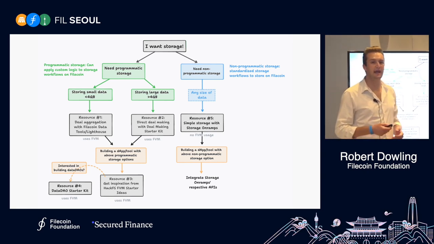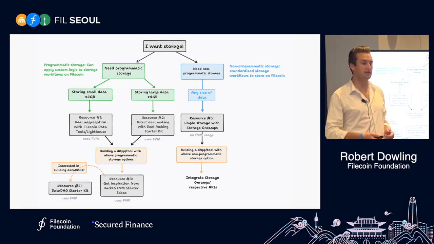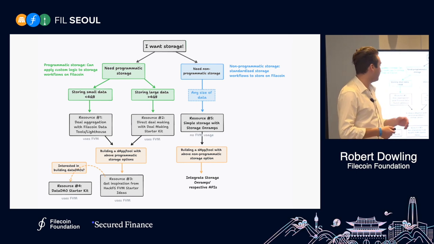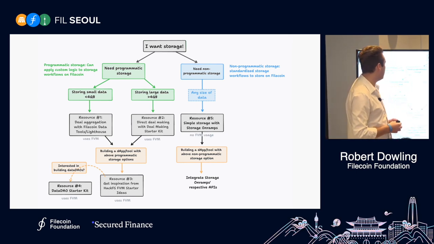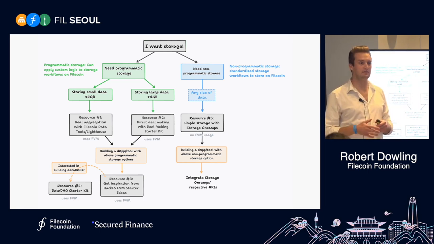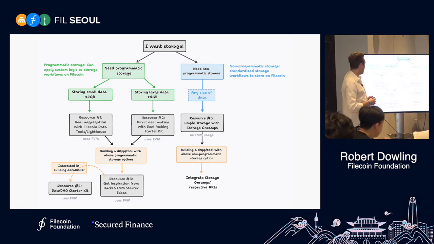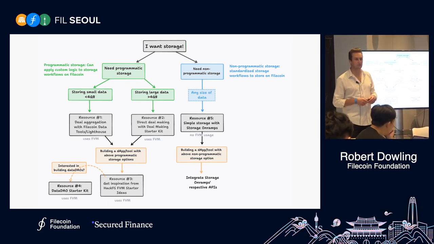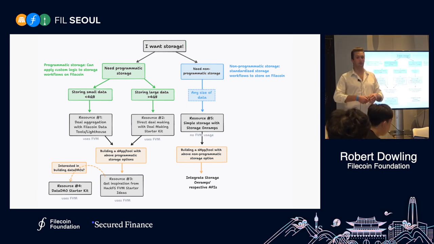How big is the data that is going to be involved with each one of these storage deals? If it's greater than 4 gigabytes, that's great. Generally speaking, you could just do direct deal making with the deal making starter kit. This is something available on our FVM hackathon cheat sheet. More or less, this will use FVM to do your storage deal, and it's big enough that you don't need to aggregate it before you build your DAP or your tool.